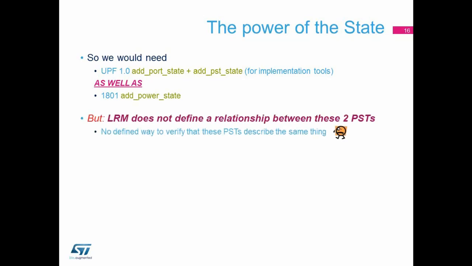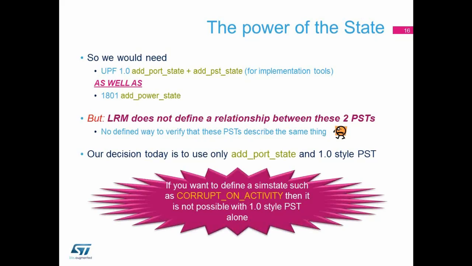Well, maybe John can correct this later if it's wrong, but as far as I'm aware, the LRM doesn't define a relationship between these two ways of defining power states. They're orthogonal to each other. So there's no way for us to verify that what we're saying to verification is actually the same as what we're going to do in implementation. So the decision we took was to just use add port state as the 1.0 style PST.